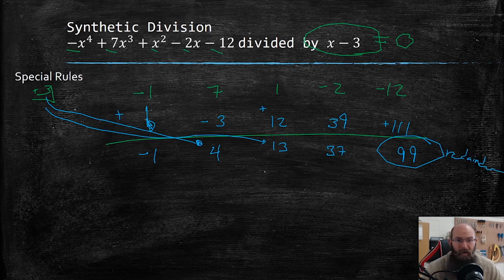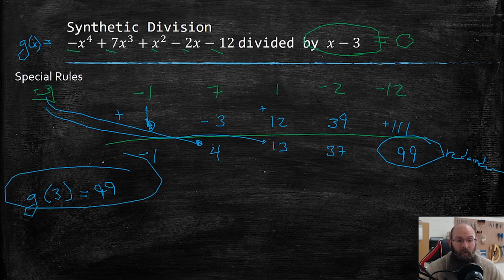So this is not a factor, but it does tell me that if this function, we'll call it g this time, if I plugged in a 3, I would get out a 99. And that is really good information to know. That can, again, be helpful in doing this. Instead of plugging a 3 into all of that, this can be kind of nice. So let's go on and look at our next example.